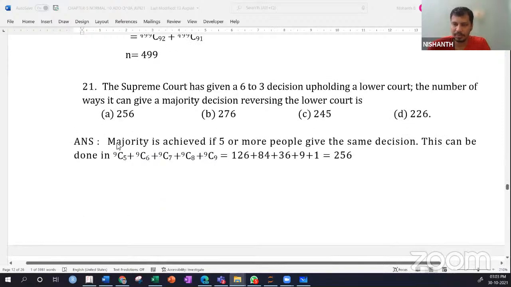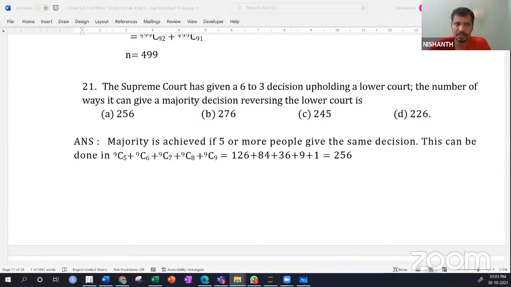Next one is the Supreme Court problem. So I had explained this, that how many ways you have to do so that the decision gets reversed is what they were asking. So I had explained this, and the decision gets reversed on majority.